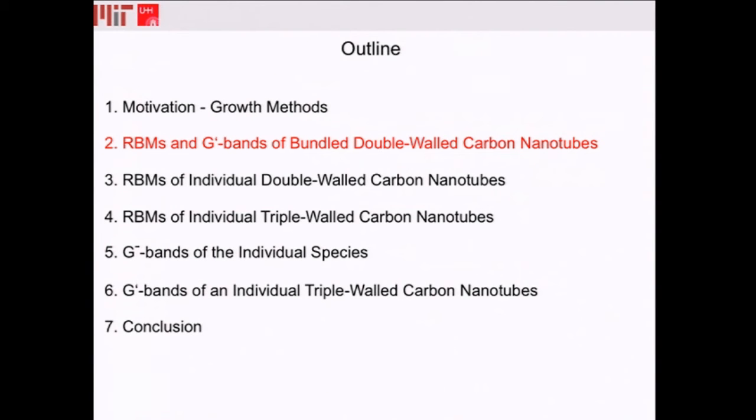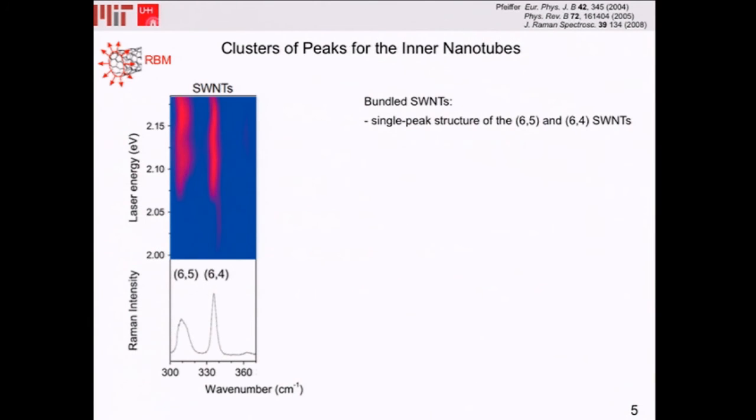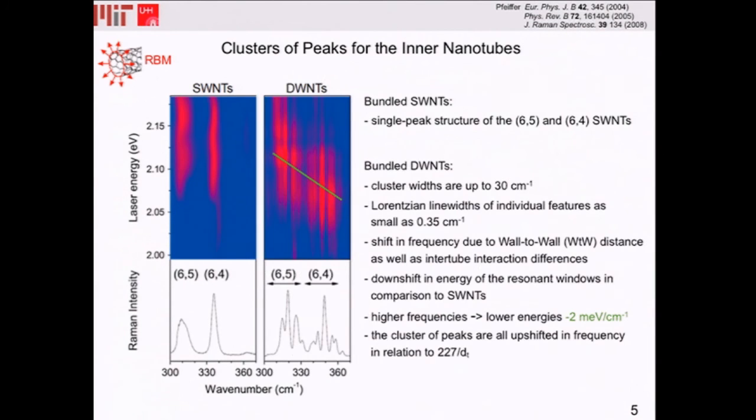Just as background, here Pfeiffer et al. studied these experiments, comparing single wall carbon nanotubes with double wall carbon nanotubes and what is different. A single wall carbon nanotube shows, in the radial breathing mode window, a single peak structure for the 6.5 and 6.4 carbon nanotube. In comparison, a double wall carbon nanotube is an even more complex system. Instead of a single peak structure, you see these clusters of peaks.